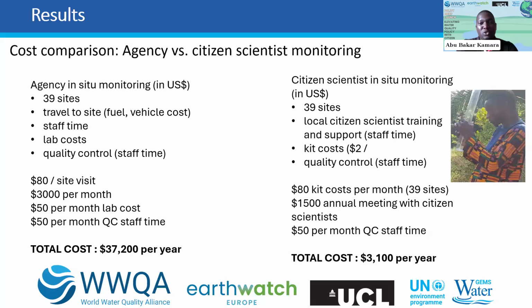This is key when we try to integrate the agency's data with the citizen science. This is one of the challenges the citizen science has already resolved for us. For example, if we use the agency to do 39 sites, this is what the expenses will be. We will spend more money on the site visits per month, as well as the cost of quality checks. So if we compare the citizen science as well as the agency, the citizen science is less when we try to monitor 39 sites. About $37,200 will be spent per year using the agency, while only $3,100 will be spent per year, and this will only be on the annual meetings per month. Next slide, please.